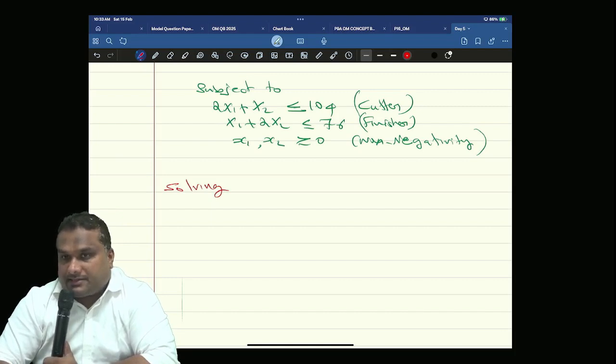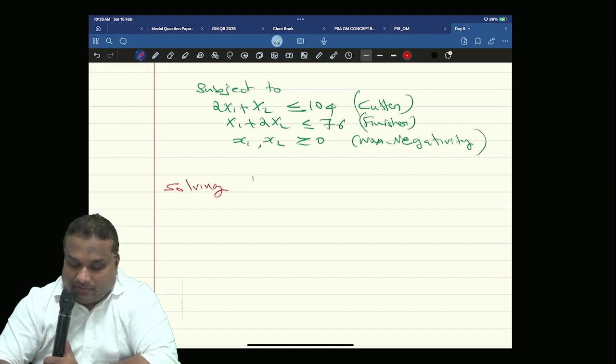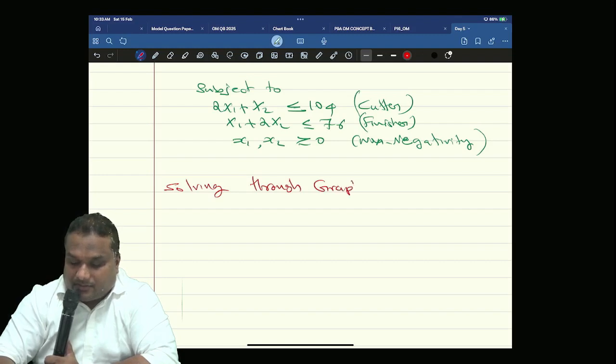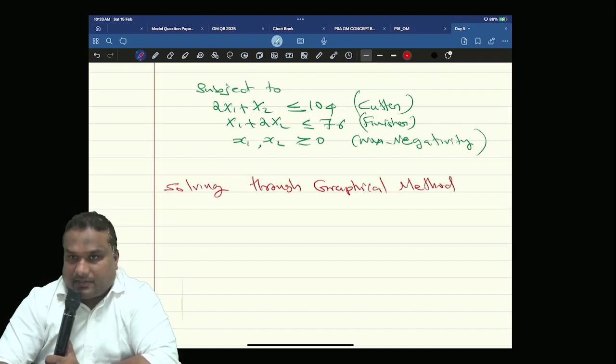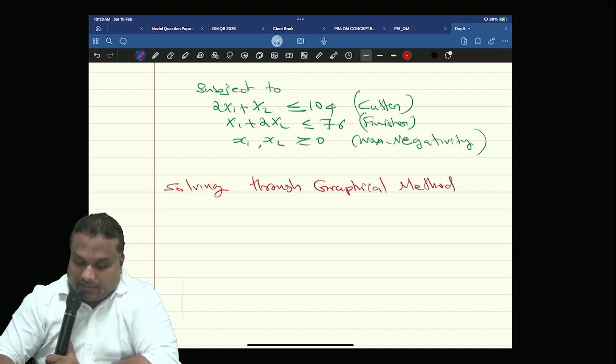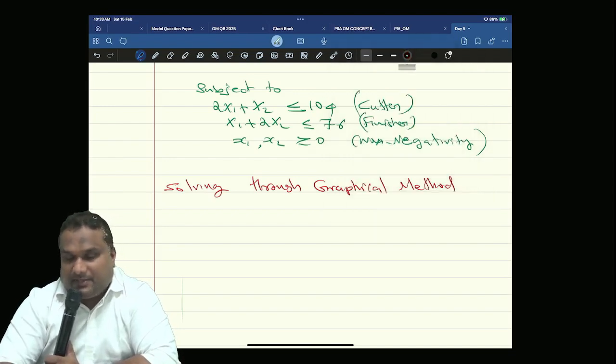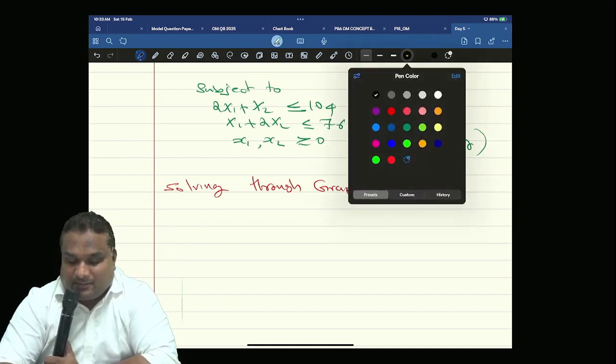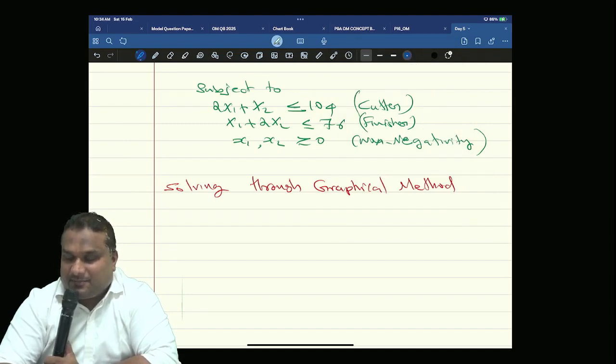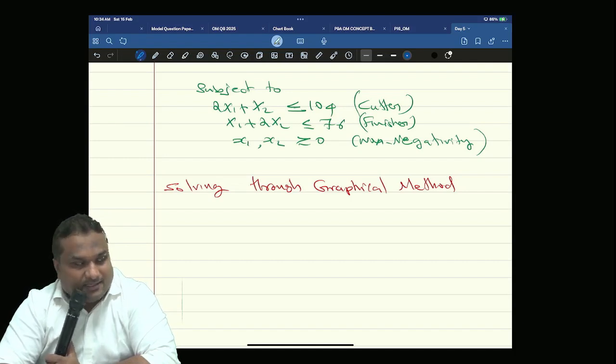Solving through graphical method. We are going to find the final answer. Actually, in our exam, at the intermediate level and even at the final level, the final answer is not required. Only equation formulation is required. Solving through which method? Graphical method. Can I start? Please be attentive, be energetic and enthusiastic. Say reply: yes, sir.